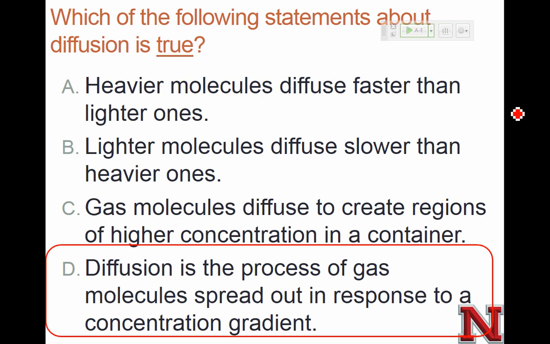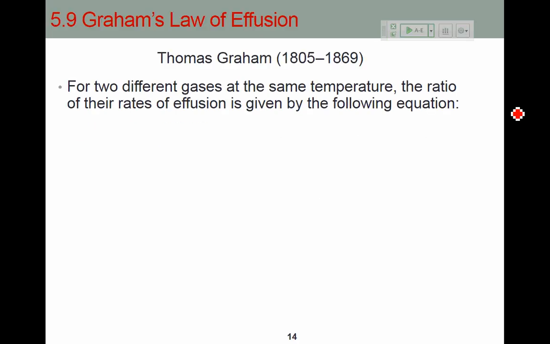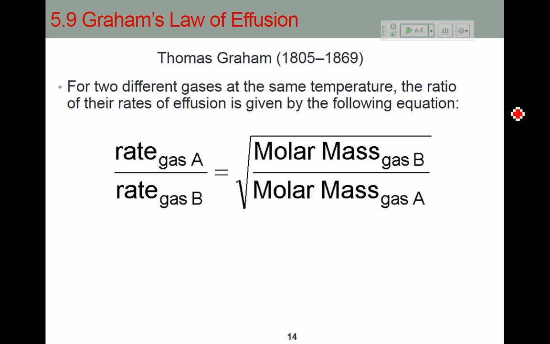So it makes sense that if we're comparing two gases, the higher molar mass gas is going to diffuse or effuse slower because it's not moving as fast. So that just makes sense. So based on this, Graham's law of diffusion is, for two different gases at the same temperature, the ratio of their rates of diffusion is given by this equation.